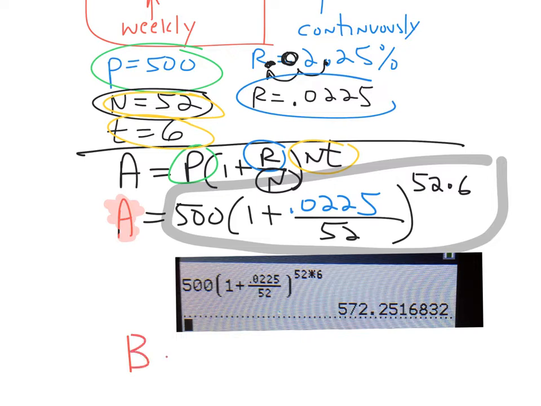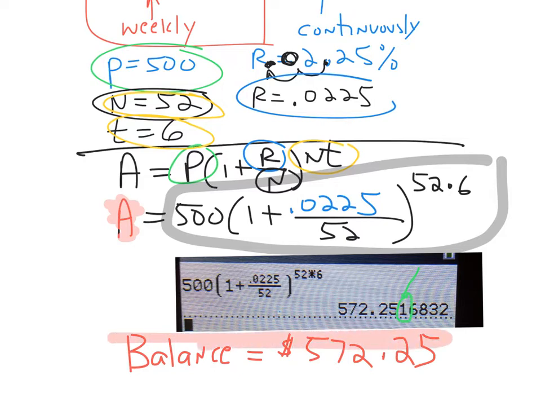So here the balance, how much money is in the account after the 6 years, $572. And for money, we always round to 2 decimal places, which means we're going to look at the third decimal place. Since it's less than 5, it's going to stay the same. So here the balance is $572.25. So that's going to be the balance, how much money is in the account.